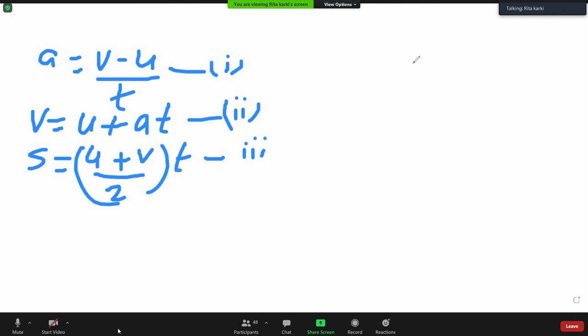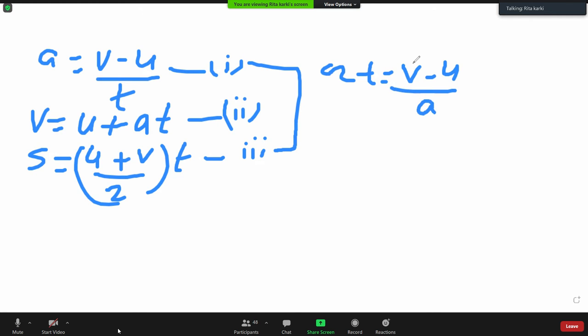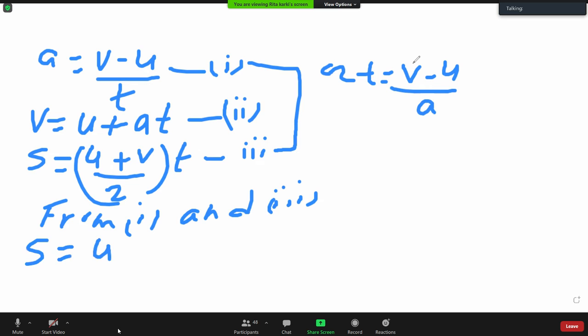Now, taking equation 1 and equation 3. In equation 1, we have also written t equals to v minus u upon a, if we need to find out the time taken. Clear? From equation 3, we already know s equals to u plus v upon 2 into t. Now replace the value of t.